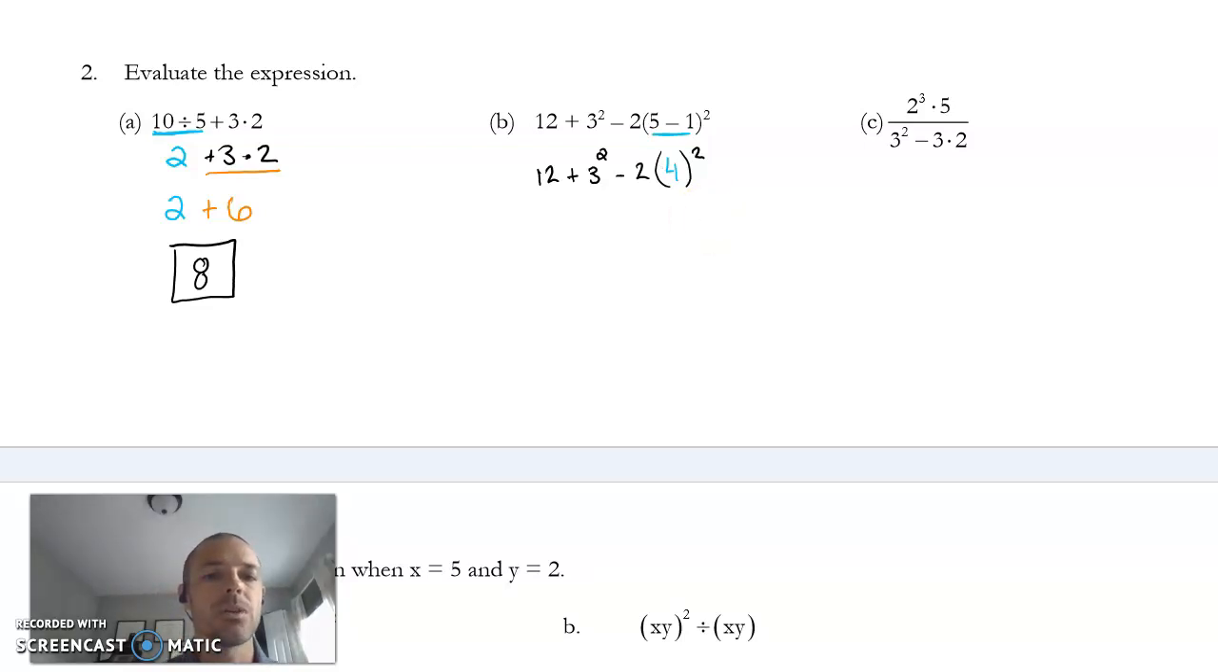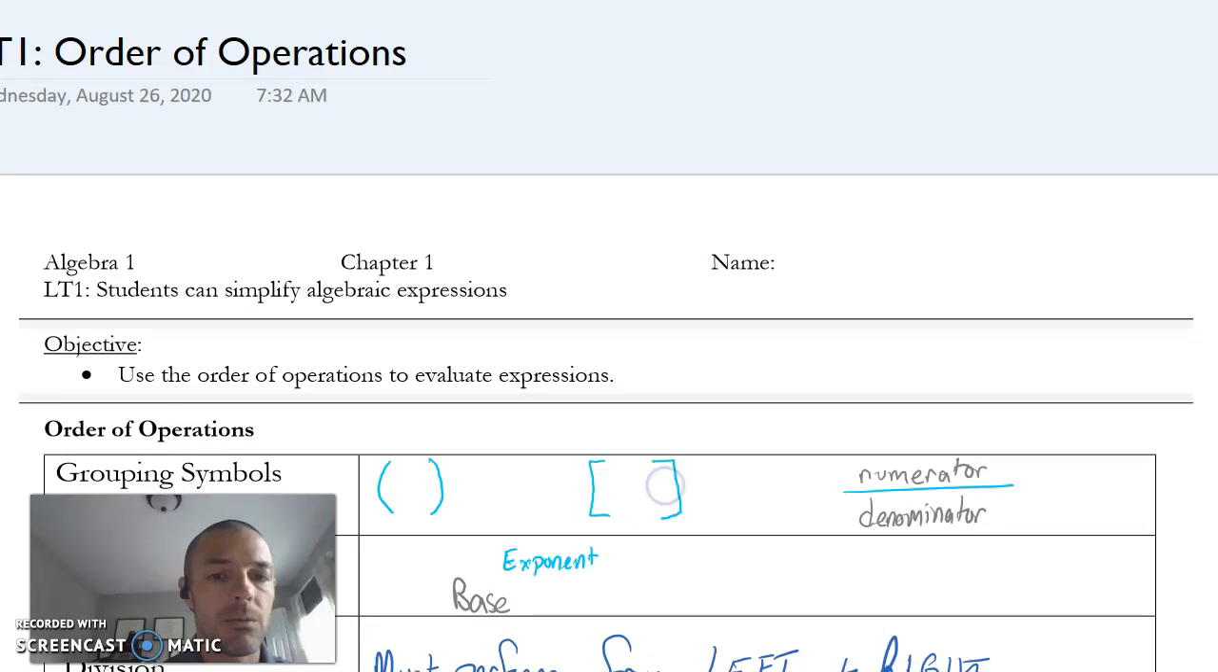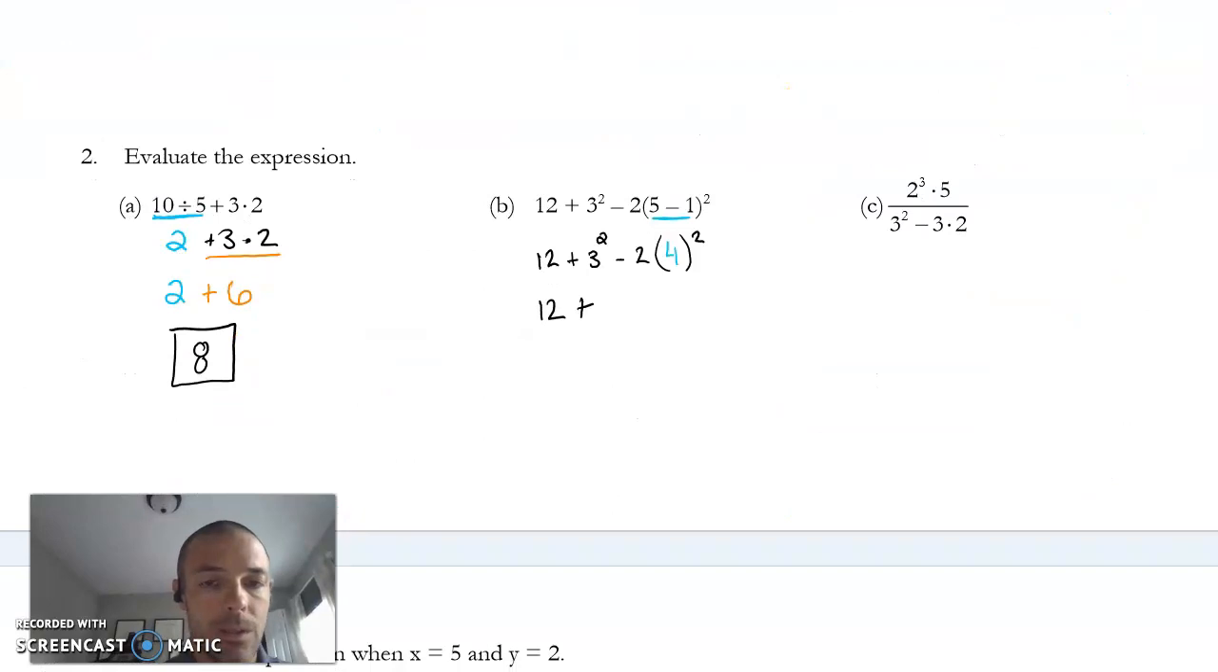Okay, so if I walk through this, the 12 I don't change, but I can change my 3 squared to 9. 3 to the 2nd power is going to get me 9. And I can bring down my minus 2, but I can change 4 to the 2nd power. And if it's a number next to the parentheses, that's a multiplication problem. So times 4 times 4 is 16. Okay, go ahead and finish from here.